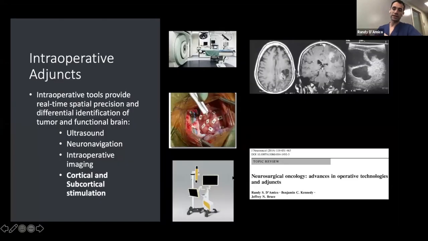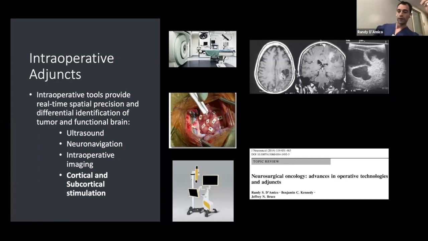So how do we get better at resection? This is something that I'm very interested in. A lot of my research has been on this in the past, both how we get better at resection and how we treat these tumors. One of the things we use are different intraoperative adjuncts, right? We have these tools that allow us better spatial precision in the operating room. Remember, you're looking at a brain tumor that doesn't look very different from normal brain, and you have to decide what's tumor and what's not.